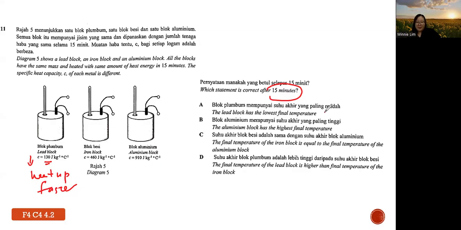So they say the lead block has the lowest final temperature. Not correct. Next B, the aluminium block has the highest final temperature. Not aluminium, it is lead, right? So also wrong. The final temperature of the iron block is equal, the same, also cannot, because supposedly lead is higher. The final temperature of lead is higher than the final temperature of iron. Yes, this is the true statement.